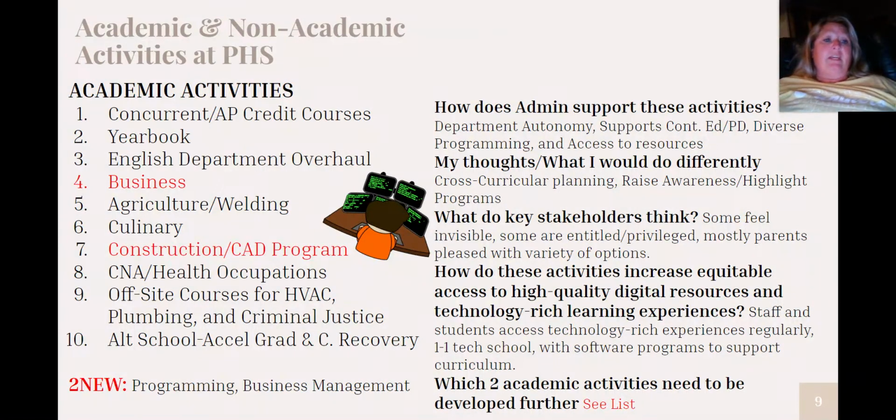So here's my list of 10 academic activities at our school. The two highlighted in red are the two academic activities that I think need to be developed further.